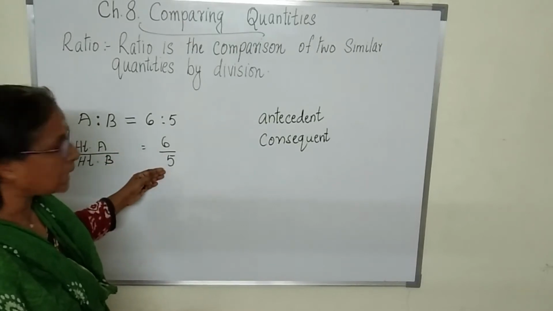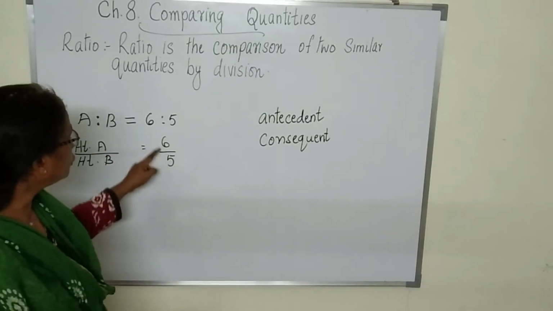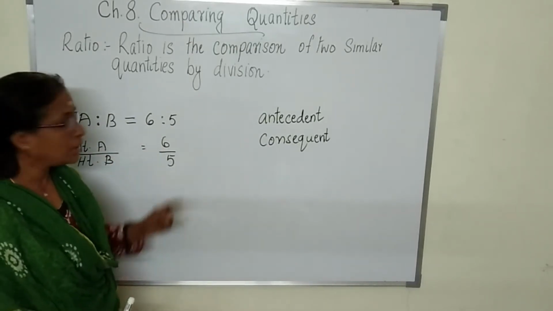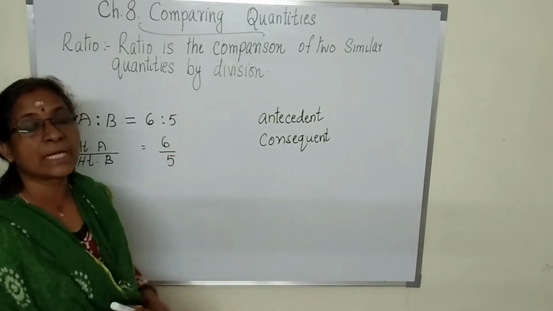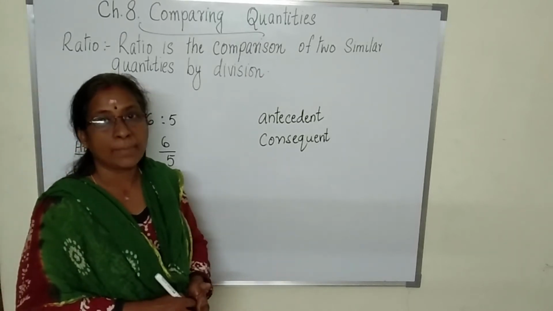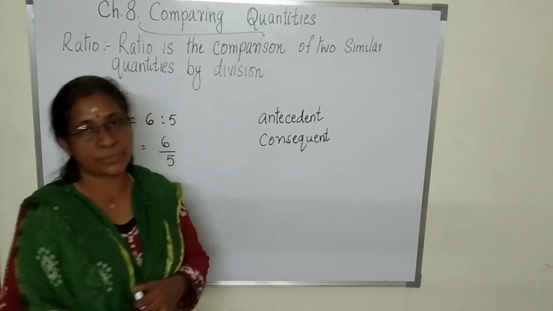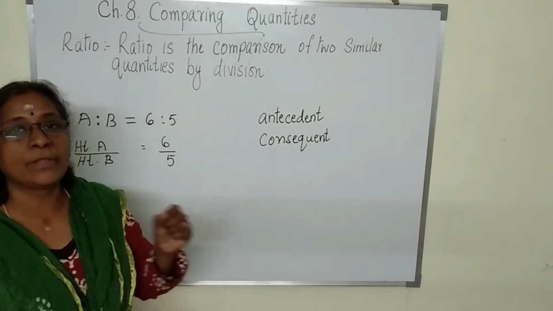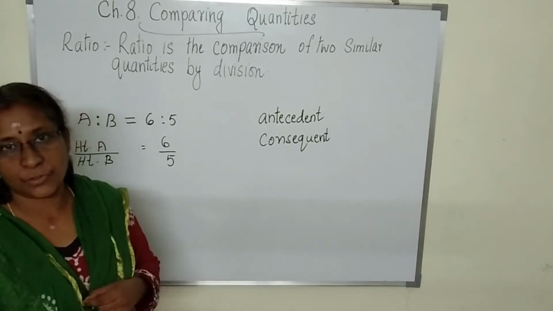Now, when we compare like this, what are the conditions? Both of them should be in the same unit. For example, you cannot write one child's height in centimeter and the other child's height in meter. When you compare them, both the heights should be in the same unit. Then only we can write them in the ratio form.